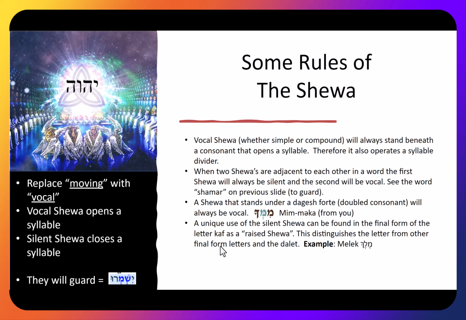The unique use as well is that it can be used inside of a final form of the Kaf, and this helps distinguish it from other forms as well as from the Dalet, which looks very similar, except that the Kaf does have a longer tail on it, but it helps to see the distinguishing in a visible way.